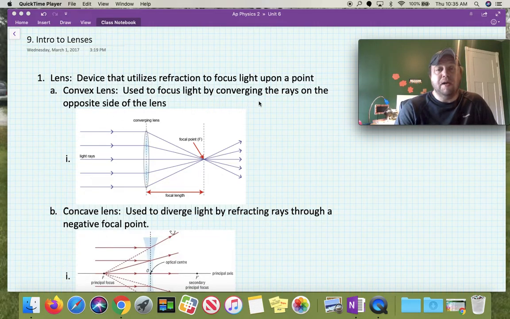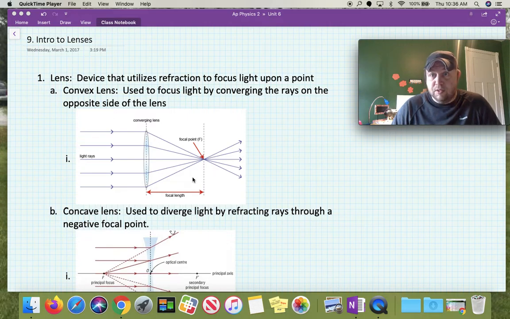Convex lenses are used to focus light by converging rays on the opposite side of the lens. Okay, so we have a convex lens here. I want to make sure I'm clear up front with this. I know this says converging the rays, and we end up with a focal point over here on the opposite side of the lens as all these rays come through. This is not always accurate though, so that's where drawing the lenses can get a little bit more complex.